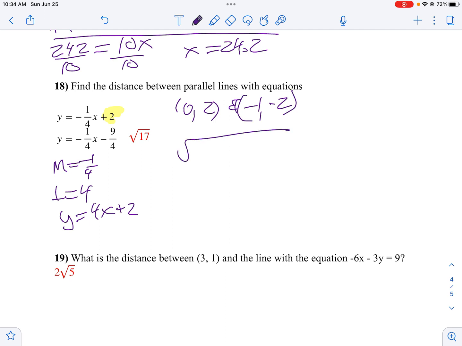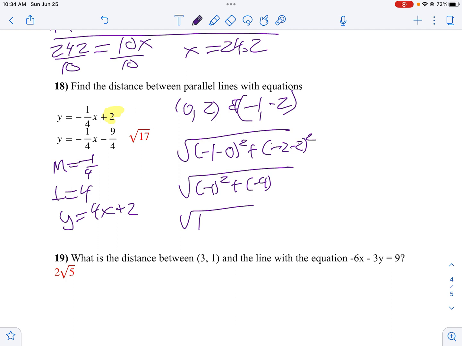So let's do the distance. I'll say negative 1 minus 0 squared plus negative 2 minus 2 squared. Well, negative 1 minus 0 is negative 1, plus negative 4. So I'll get 1 plus 16, which gives us my answer of square root of 17. Maybe I should write that down. There we go. That's the work I want to see.